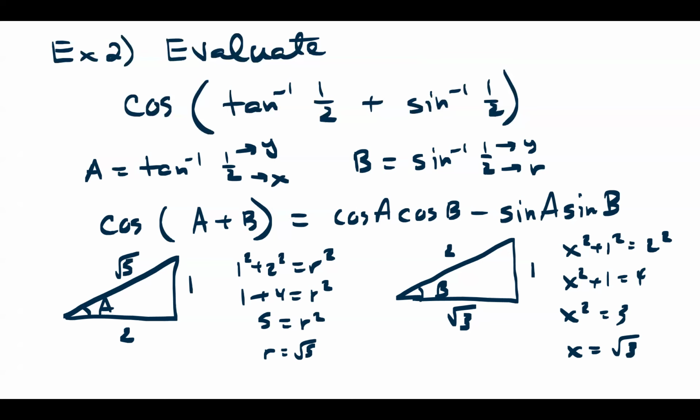That's why we had to build this, because we're missing the part. So the cosine is x. Cosine A, by definition, is the x value over r.